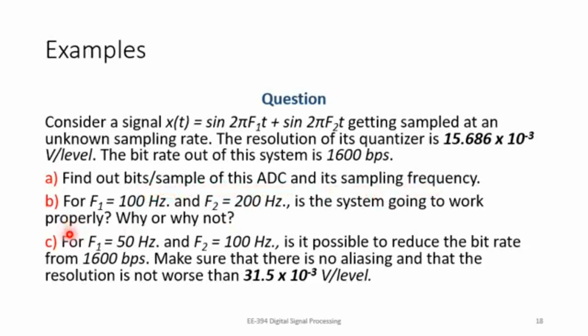Part B is we have to find out whether the system will work properly if f1 and f2 are 100 Hz and 200 Hz. And part C is that if f1 is 50 Hz and f2 is 100 Hz, will it be possible to reduce the bit rate from 1600 bits per second if we do not want any aliasing, and the resolution is not worse than this value, 31.5 × 10⁻³ volts per level. So now let's look at the solutions.